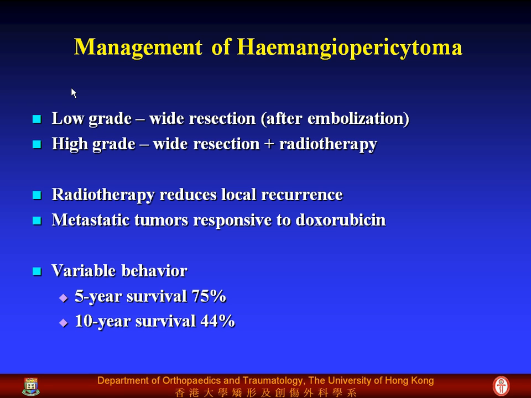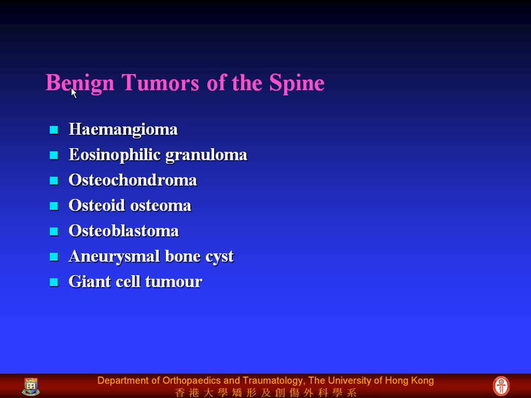And this is the recommended treatment in the literature. If it's a relatively low grade hemangiopericytoma, you can do a wide resection. If it's high grade, it should be followed with supplementary chemotherapy and radiotherapy post-operatively.